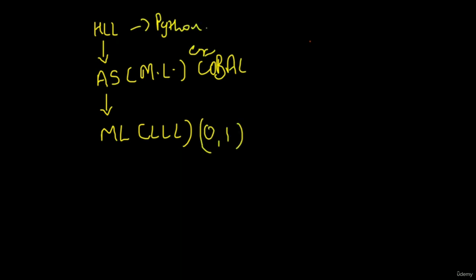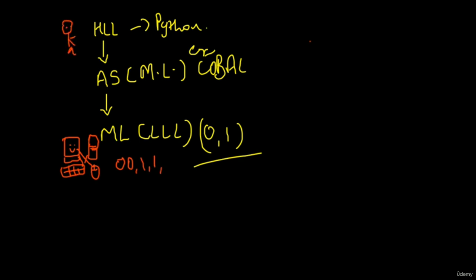So what does a machine actually understand? Here is our machine, a computer. Here is our CPU or GPU, and here is our mouse. What does a machine understand? A machine actually understands the zeros and ones. And what we humans understand easily is the higher level language. And what is the intermediate?